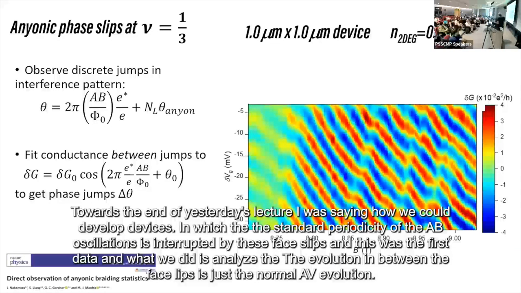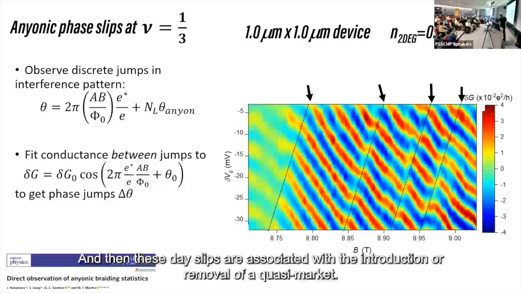Towards the end of yesterday's lecture, I was saying how we could develop devices in which the standard periodicity of the AB oscillations is interrupted by these phase slips. And this was the first data. What we did is analyze the evolution in between the phase slips, which is just the normal AB evolution, and then these phase slips are associated with the introduction or removal of a quasi-particle.